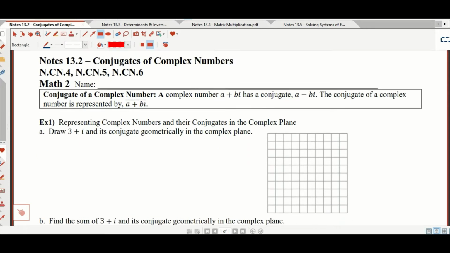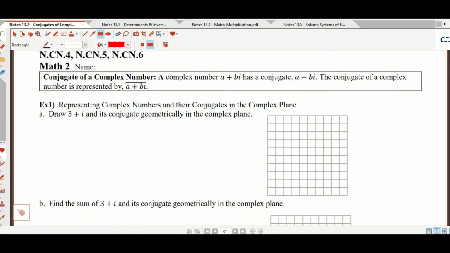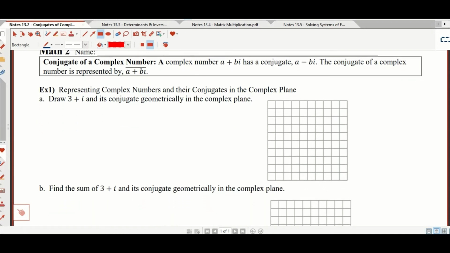The conjugate of a complex number, remember, a plus bi has a conjugate, a minus bi. The conjugate of a complex number is represented by a plus bi with a bar over it. It's representing complex numbers and their conjugates on a complex plane. So let's go ahead and make a coordinate plane for ourselves here.